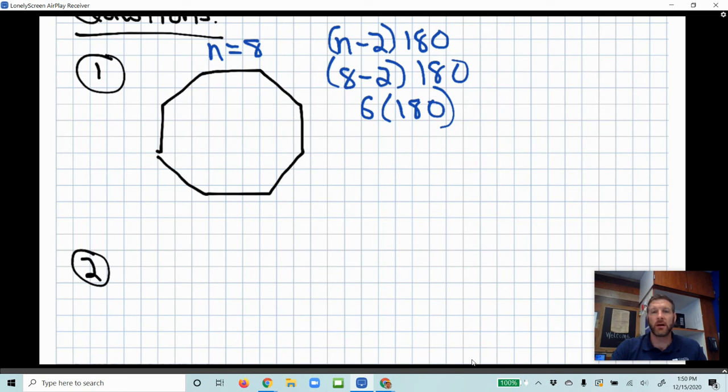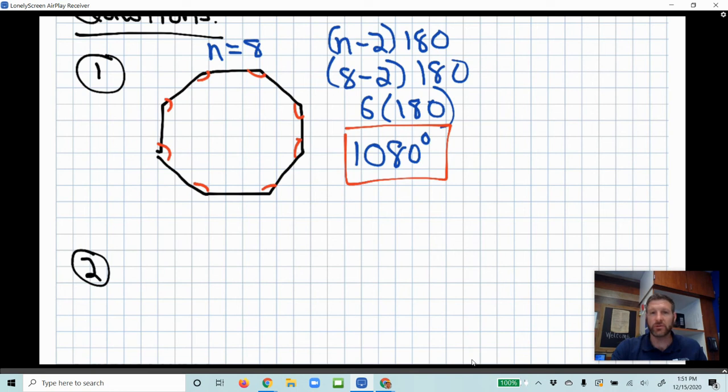Well, let's just calculate it. 6 times 180. For all you snowboarders or skateboarders out there, that's a 1080. So 1080 degrees. That means within this shape, all these angles here add up to this 1080 degrees. Okay, so I know the total.